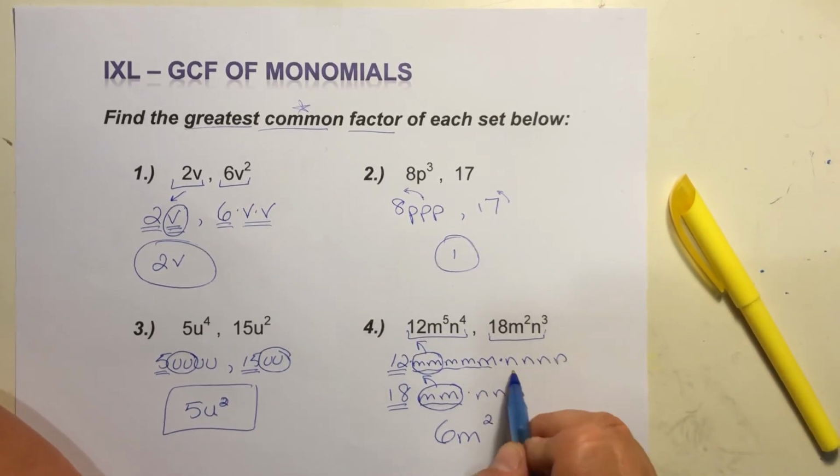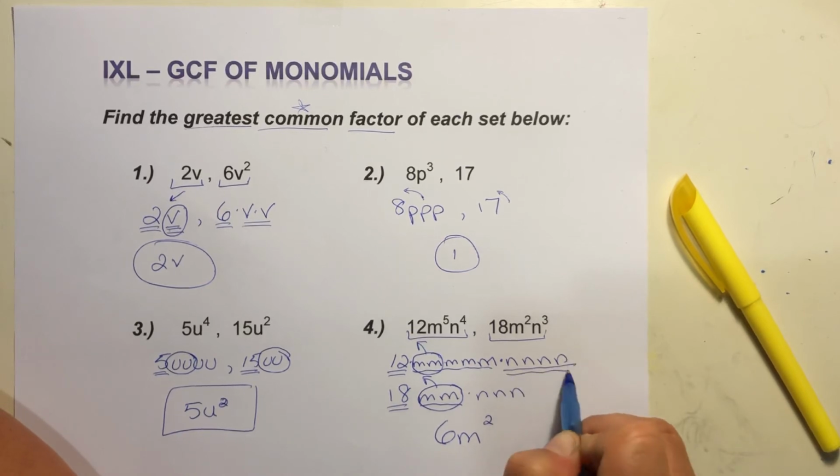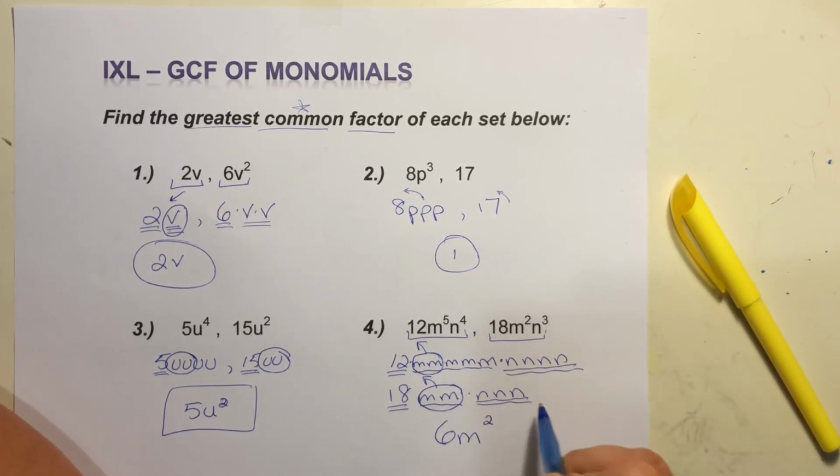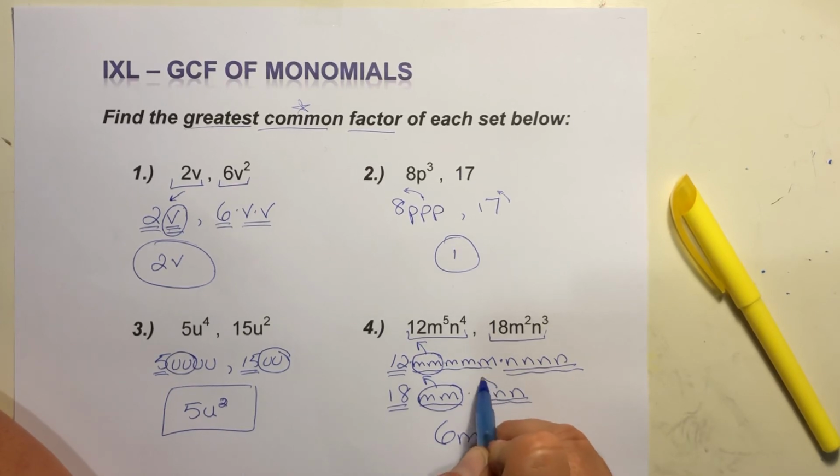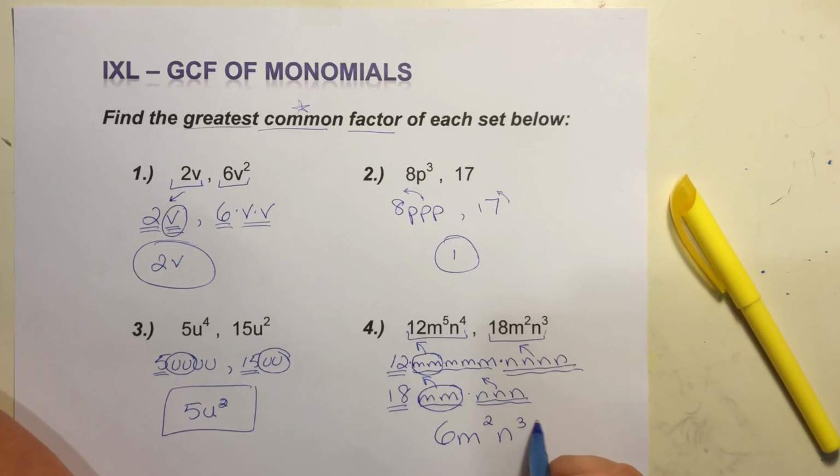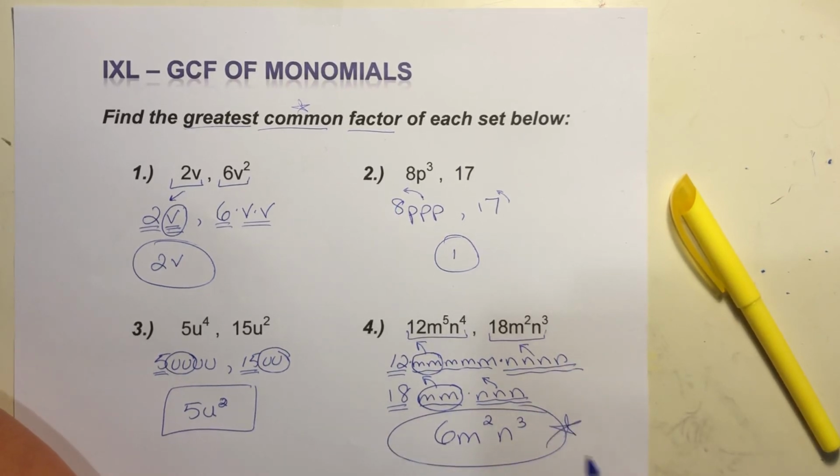Similarly, over here, we have 4 n's and 3 n's. What is the most we can divide out of both terms? Well, I can't divide 4 out of here. This had 4, but this doesn't have enough. So I can divide out 3 n's from each. That would be n to the third. So the greatest common factor would be 6m squared n cubed. All right? Hope that helps, guys.